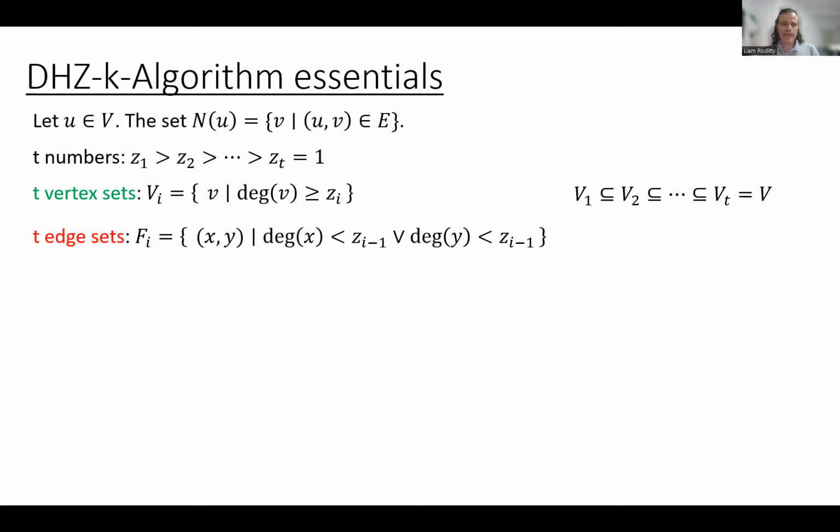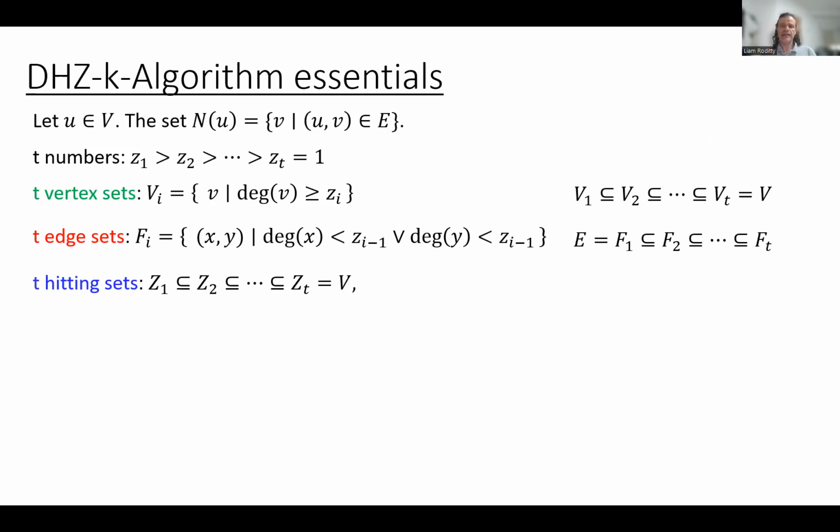The edge set will be as follows. Let's look at F2, for example. F2 contains all the edges that have an endpoint of degree at most Z1. So this means that when we look at F1, I didn't really define Z0, we just plug in E there, and F2 has fewer edges, but it's still a very large set. And we go on until we get to FT, which is a very small set.